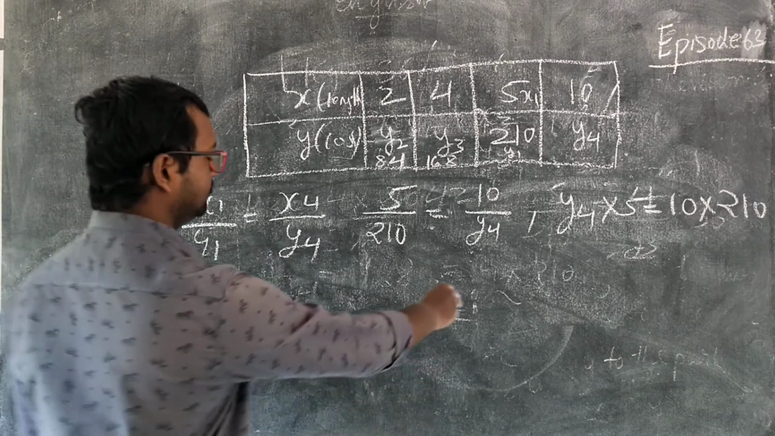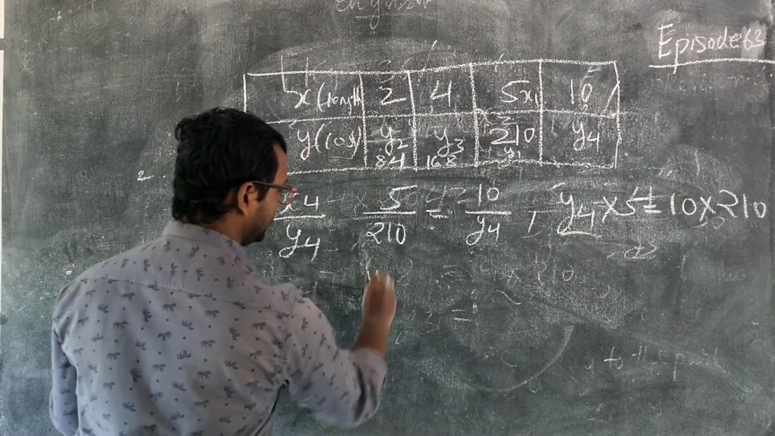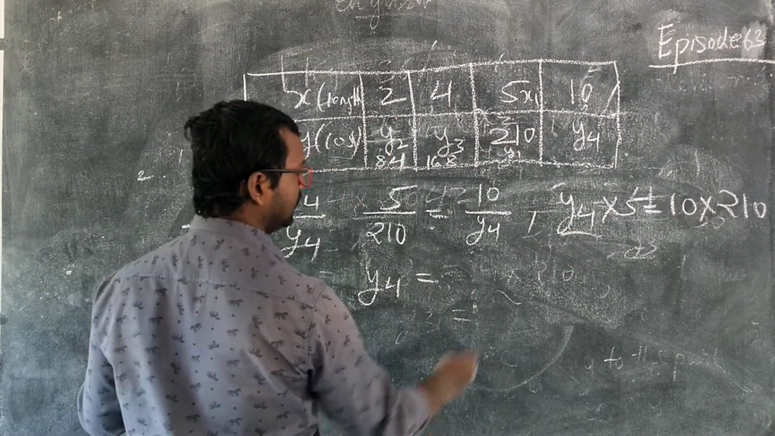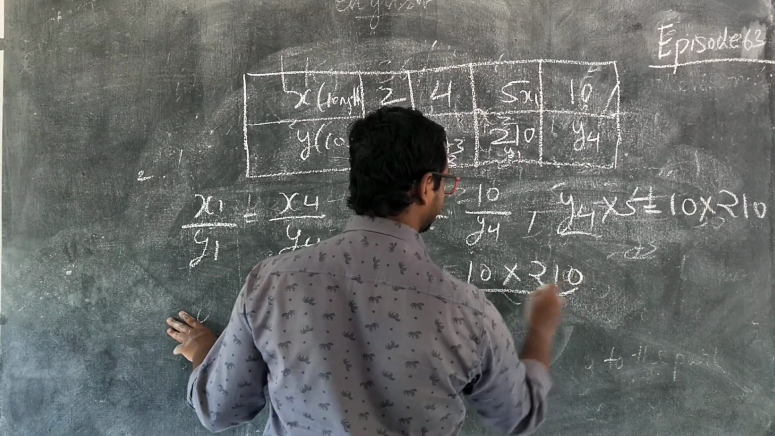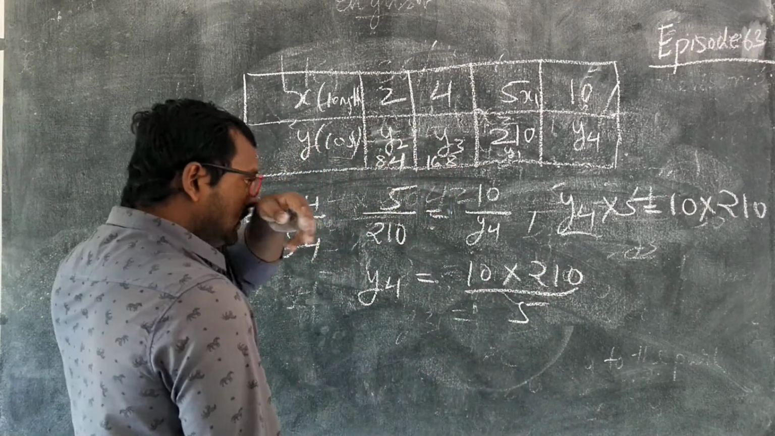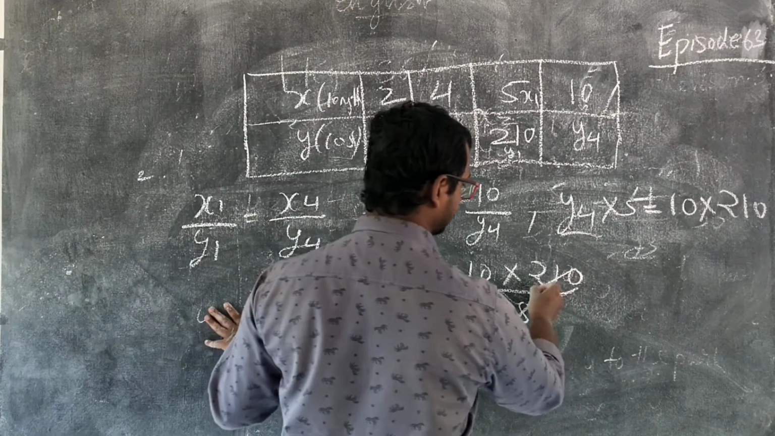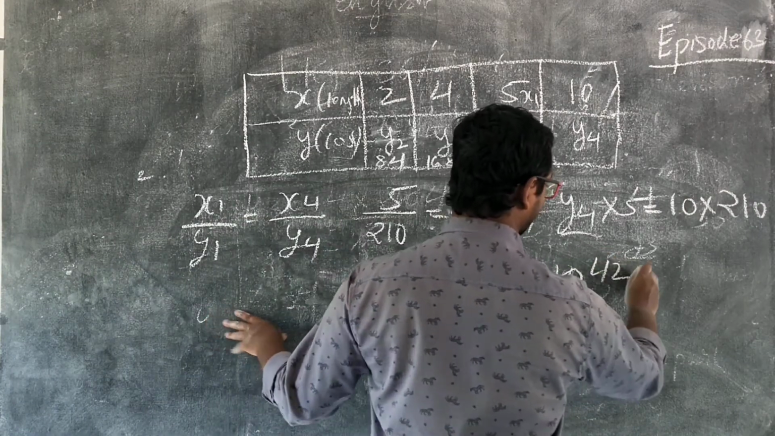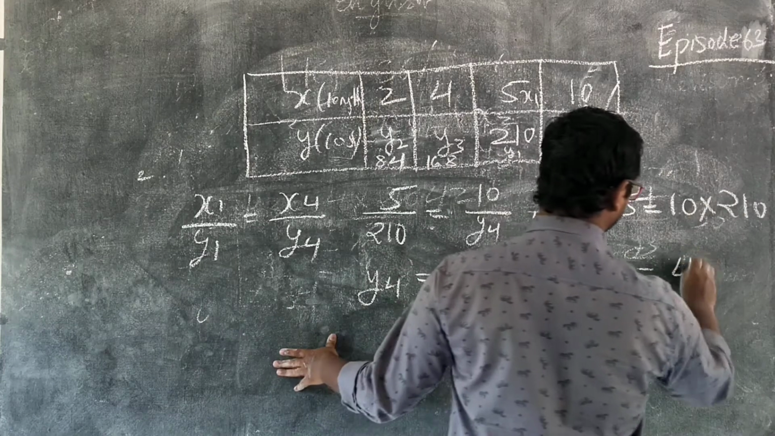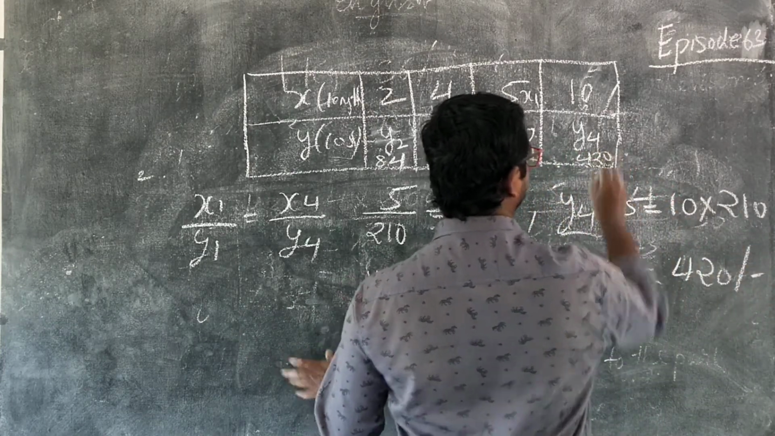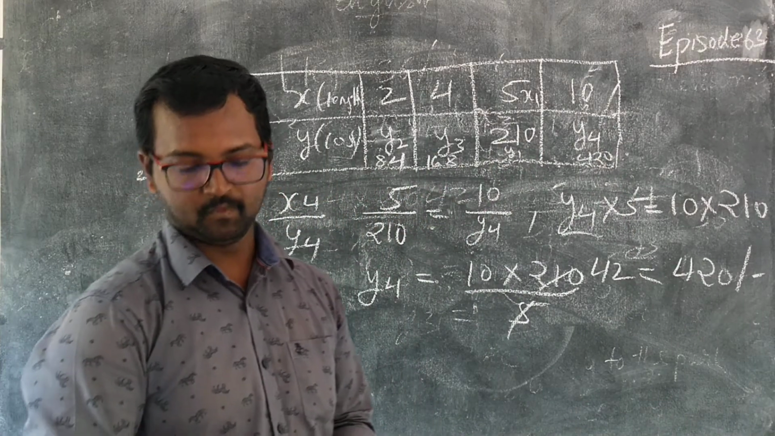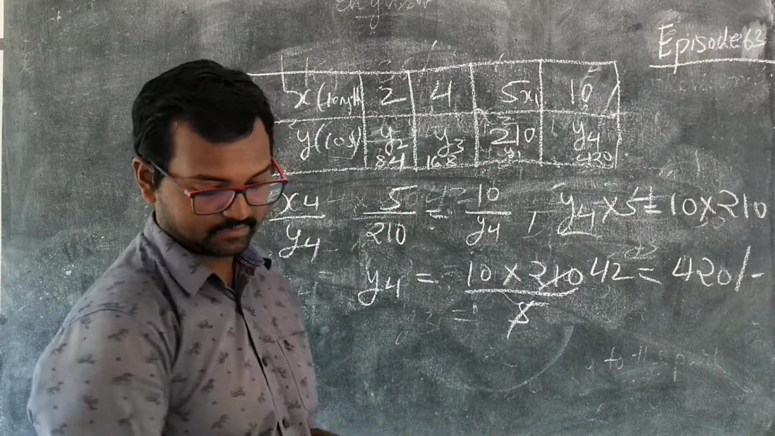Now from here we want to find the value of y4. So y4 is equal to 10 into 210 divided by 5. So we can cut this, we get 42. 42 into 10 is 420. So the answer is 420. Okay students, so I think you are clear with example 1.